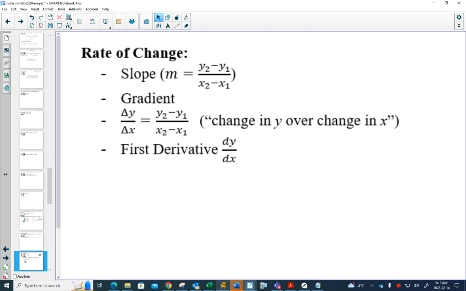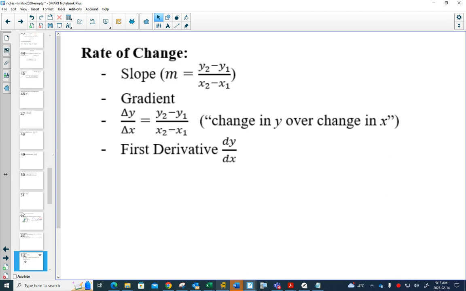So you have been introduced to rates of change right from the beginning of grade 9. That was with lines. You learned about a slope of a line. And there's your slope formula, y2 minus y1 over x2 minus x1. And we use the letter m for slope.